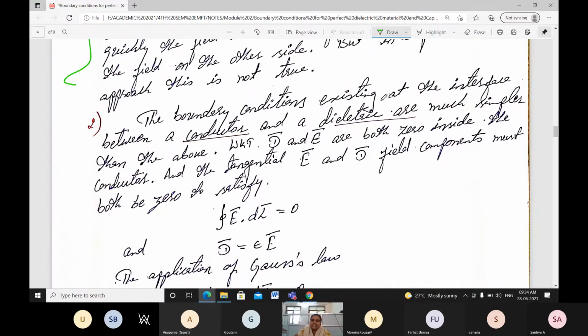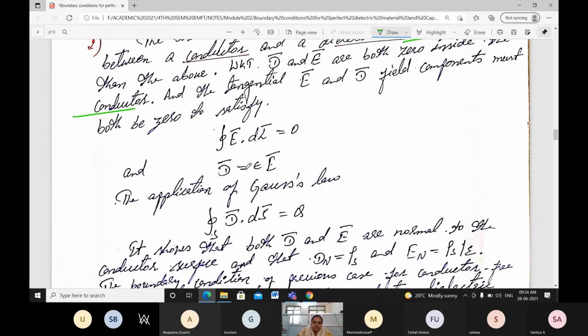The boundary conditions existing at the interface between a conductor and a dielectric are much simpler than what we took previously. Our flux density and electric field intensity are both 0 inside the conductor, which we know. The tangential components of E and D must both be 0. The same equation as previously, the closed integral of E dot dl, is equal to 0. Then we know that D is epsilon times E, and applying Gauss law, we take a closed surface integral.